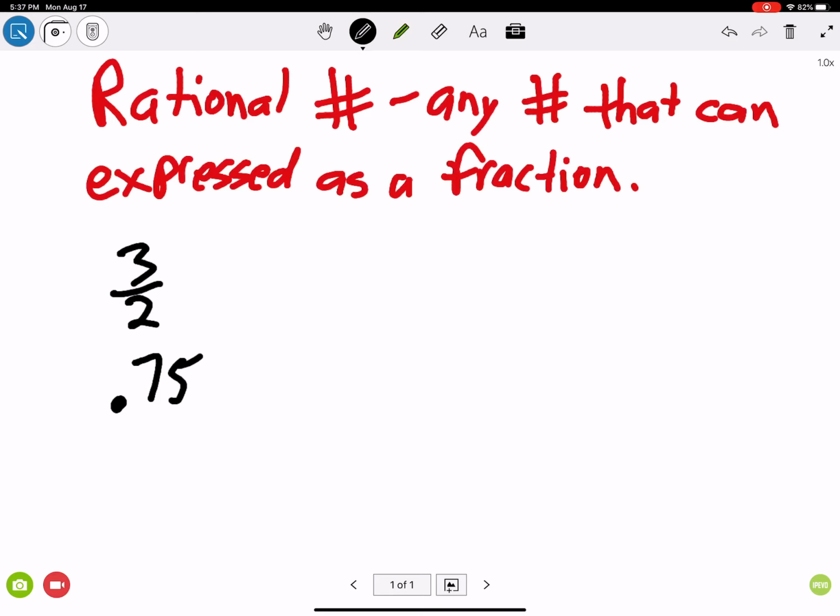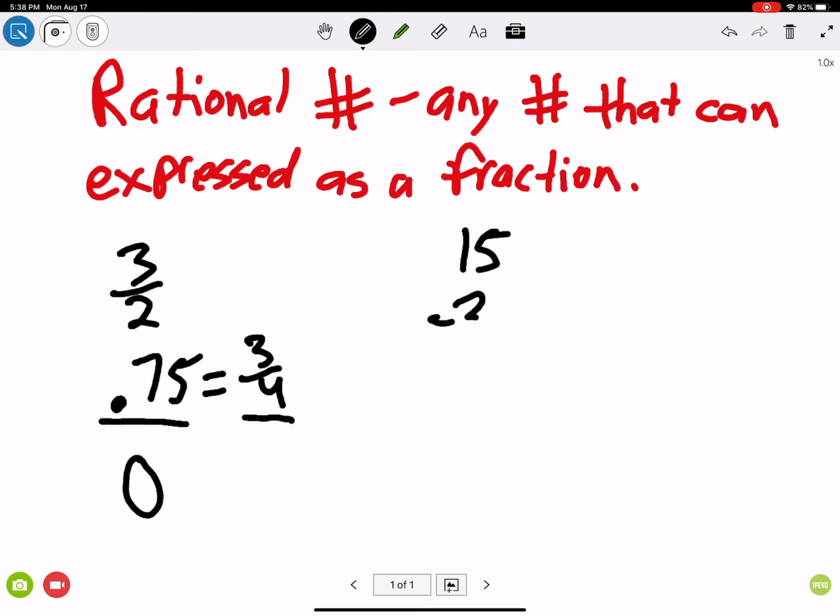0.75. This is the same thing as 3/4. This can be written as a fraction. So this is rational because this is rational. Okay, they're the same thing. 0 is rational. 15 is rational. Negative 312 is rational.